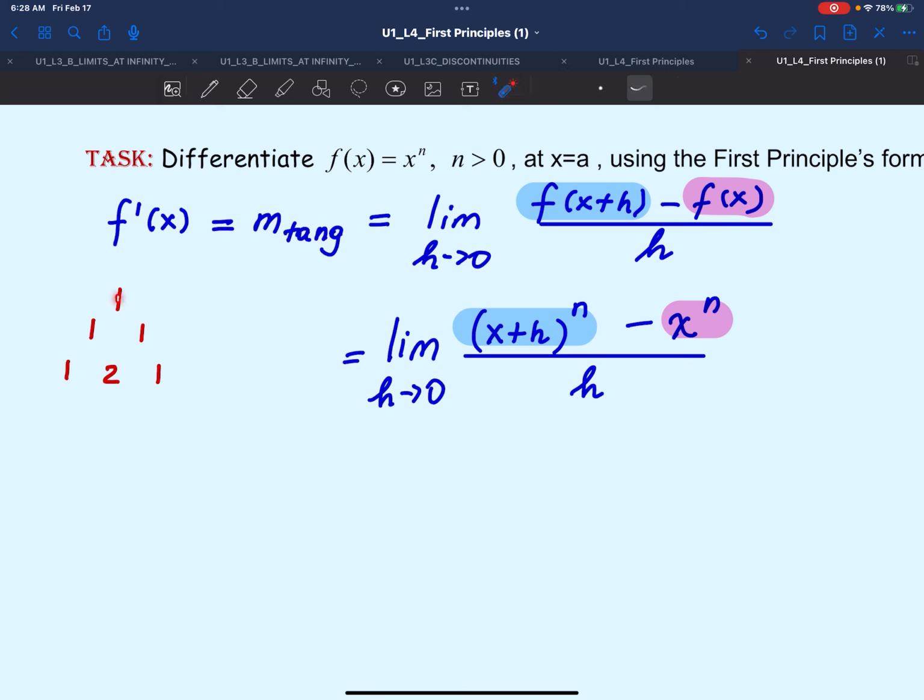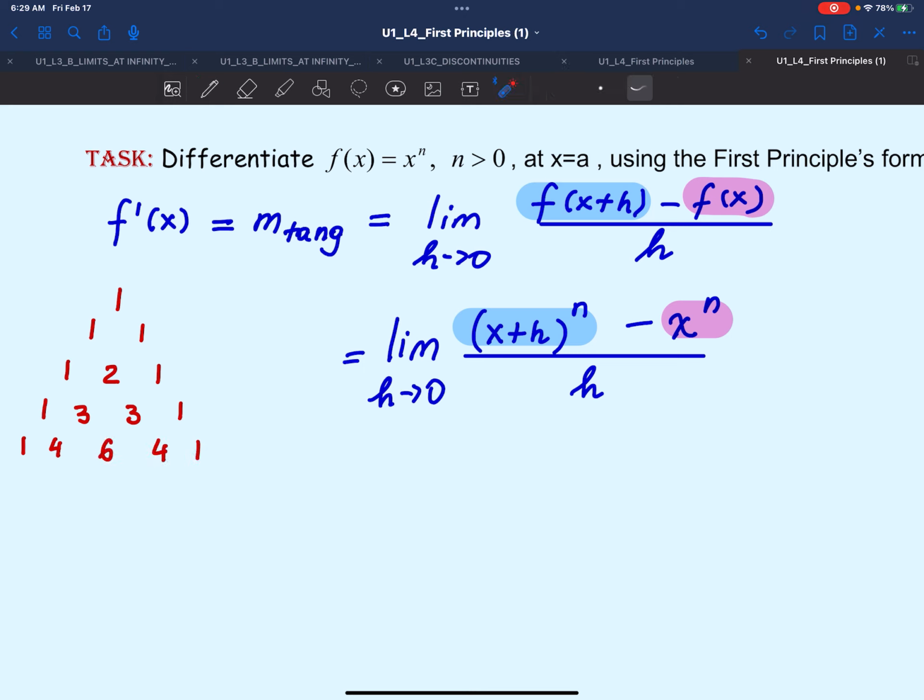So we have 1, 1, 1, 1, 2, 1. I'm going to go one more row, 1, 3, 3, 1. So remember, 1 plus 2, 3, 2 plus 1, 3, 1 plus nothing, 1. And this one here also comes from 1 plus nothing. I'll go one more row, so 1, 4, 6, 4, 1.